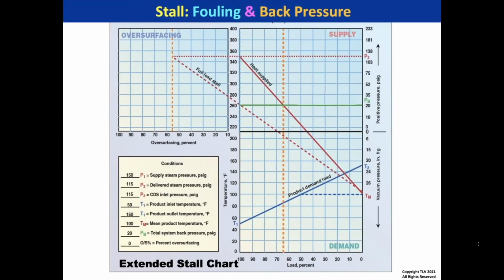Let's have some fun with the stall chart, analyzing the effects of fouling and back pressure. So there's our demand load, and I'm going to insert a back pressure of 10 psig, which you can see on the right-hand scale. We had 55% of oversurfacing. I'm saying the P2 and P3 pressure is the same, which means no pressure drop through the exchanger. And there's our pressure profile.